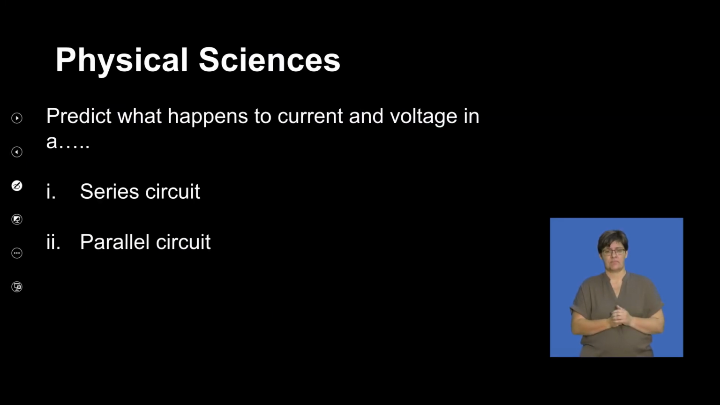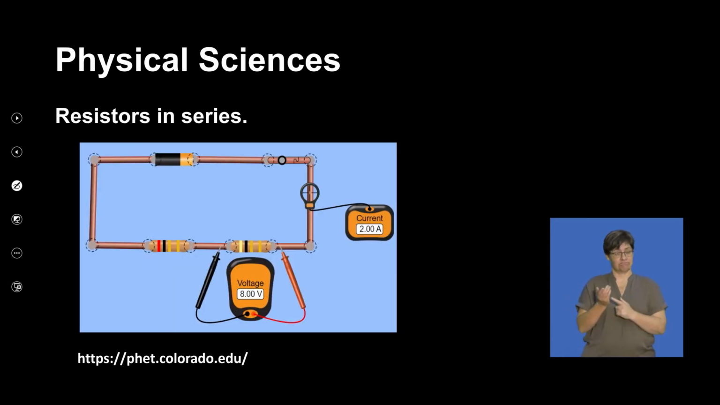Right, so the idea says predict what happens to current and voltage in a series circuit, that's one, and then secondly, we'll look at the parallel circuit as well, okay? Here we've got resistors in series. Now, this is just a snippet from the PhET simulation, which simulates what happens in an actual circuit. If you look at the layout here, let's say for argument's sake, we've got resistor 1 and resistor 2.